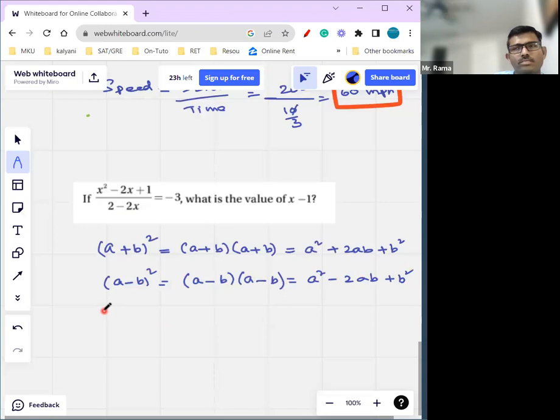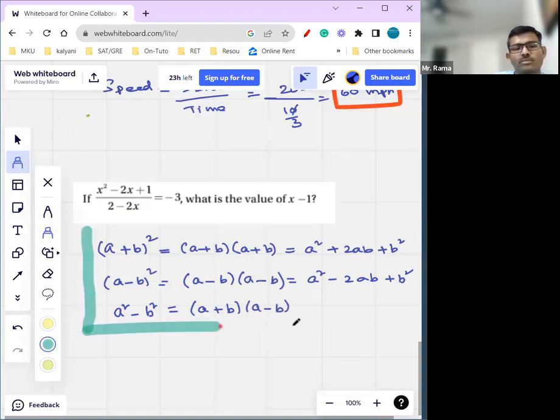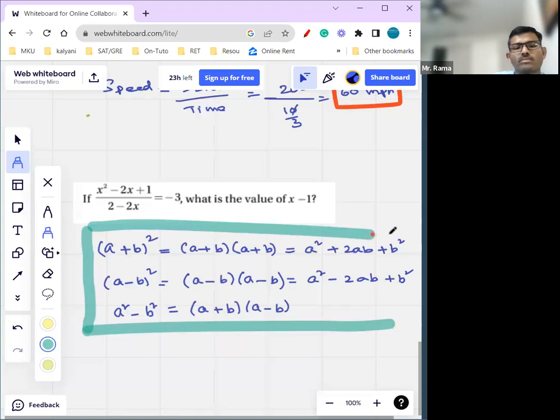Then in the same row, another one is called the difference of perfect squares: a squared minus b squared, which is (a plus b) times (a minus b). This one also goes to your running notes. So quick notes if you're taking them, please make sure you have these rules.